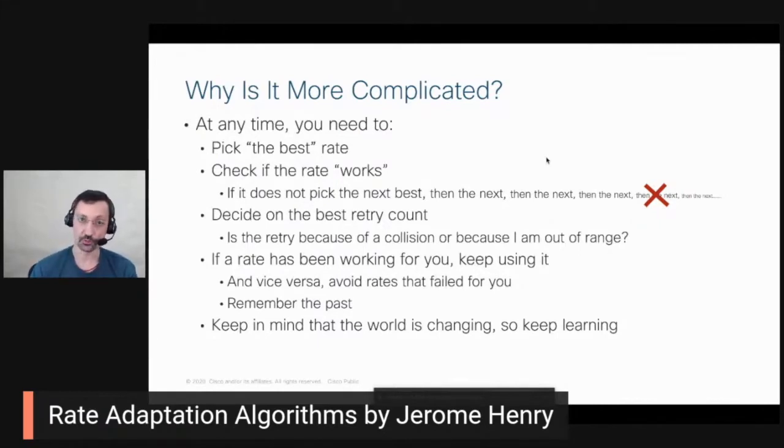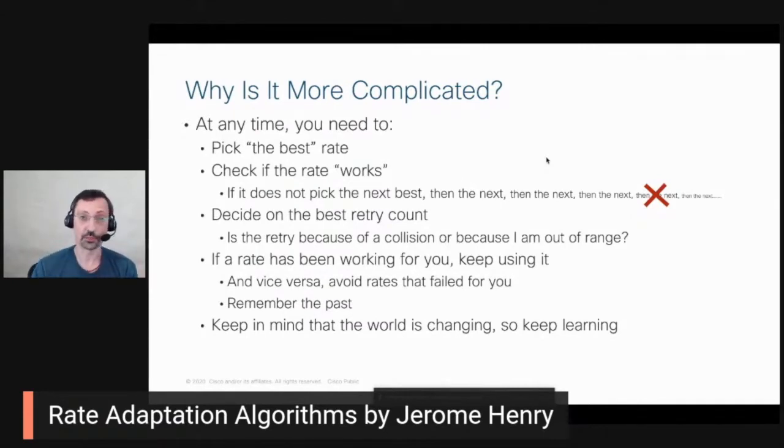Once you pick the best rate, you need to check if it's working. You'll send frames with that. And of course, if they get acknowledged, it's a good rate. But what if they fail? Then you need to have a plan B, saying, okay, if I have too many failures, and, by the way, how many is too many failures? Is that 1? Is that 3? Is that 15? You also need to decide that. So we'll see together how this is done.